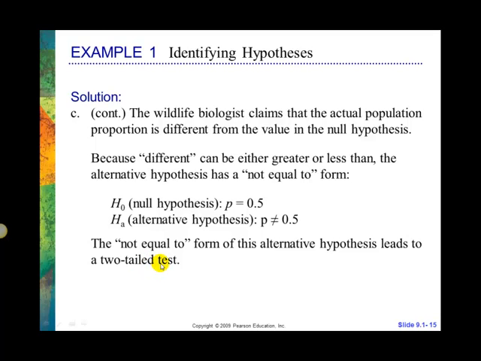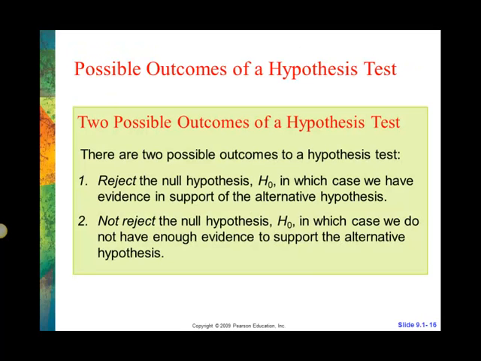So that's the first part of setting up a hypothesis test, figuring out your null and alternative hypotheses. Then we have to figure out how we determine which one is right, which one we go with, null or the alternative. And so we have two outcomes that can occur. We can either reject the null hypothesis and say, well, no, that's not correct, or we can not reject the null hypothesis, which says that, well, we don't know, we don't have enough evidence to support the alternative.